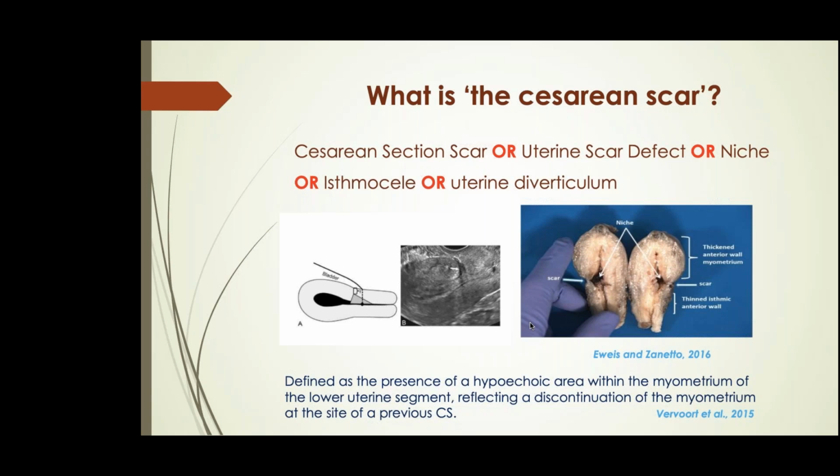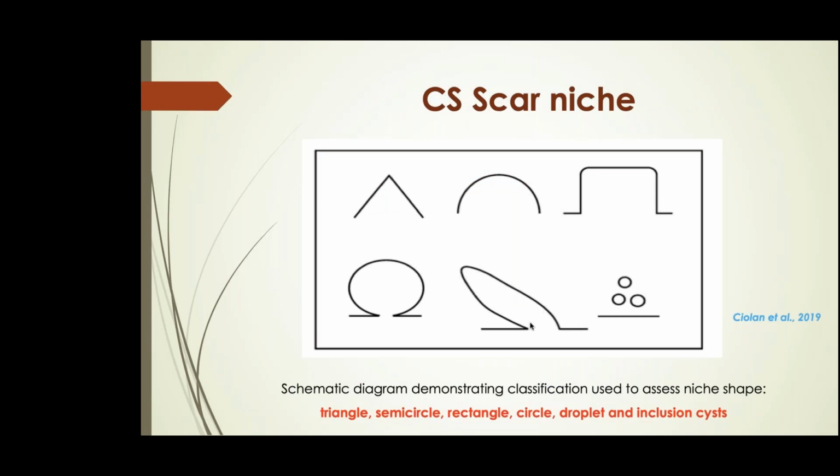So the cesarean section scar is defined as the presence of a hypoechoic area within the myometrium of the lower uterine segment, reflecting a discontinuation of the myometrium at the site of the previous cesarean section. And it can have different shapes, as we can see here from the diagram.